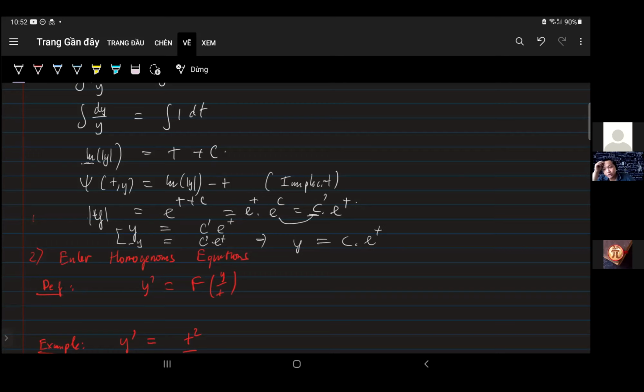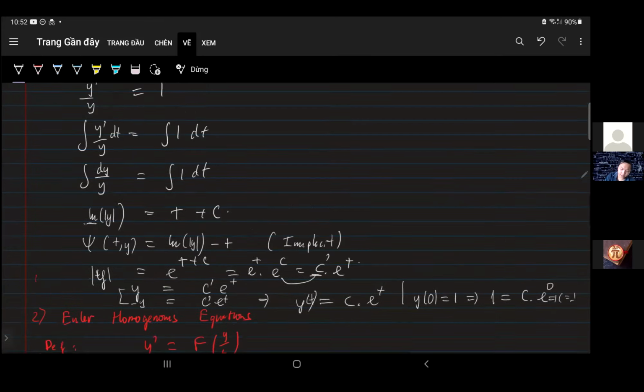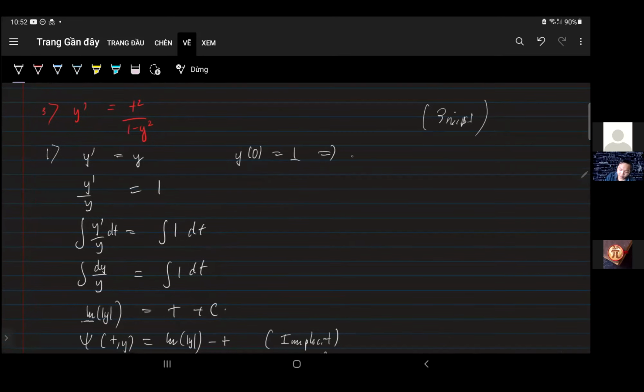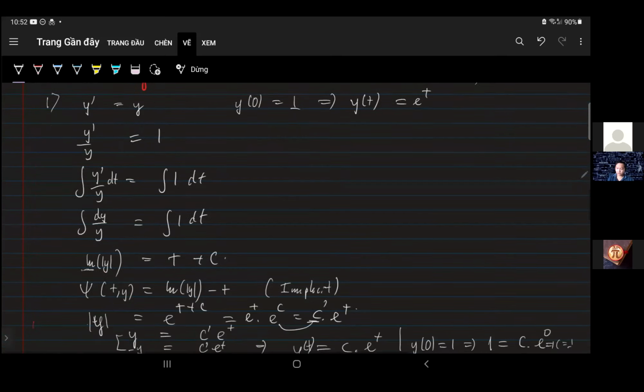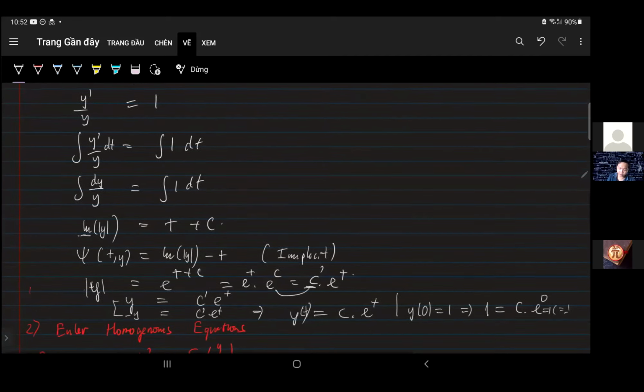And now we have to check the initial condition, right? To fix the solution, we fix one point. We know that y of 0 equals 1. Plugging in, on the left you have 1, on the right you have c times e to the 0, and e to the 0 is 1, so c is just 1. So your solution is simply y of t equals e to the t. That is the solution for the first one.